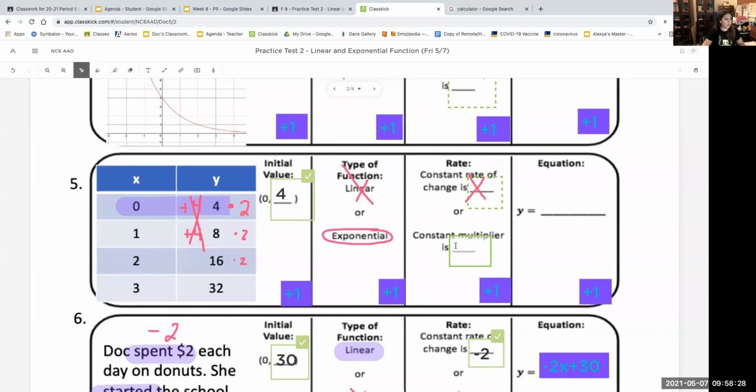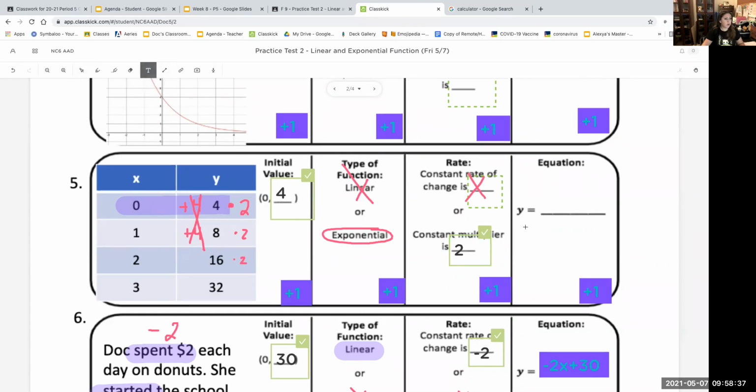So what's my constant multiplier? It's gonna be 2. If we were dividing by 2, then we would put 1/2. But we're multiplying by 2. And I want to show you guys how to write this as by typing. So what should this look like? It should have my initial value.